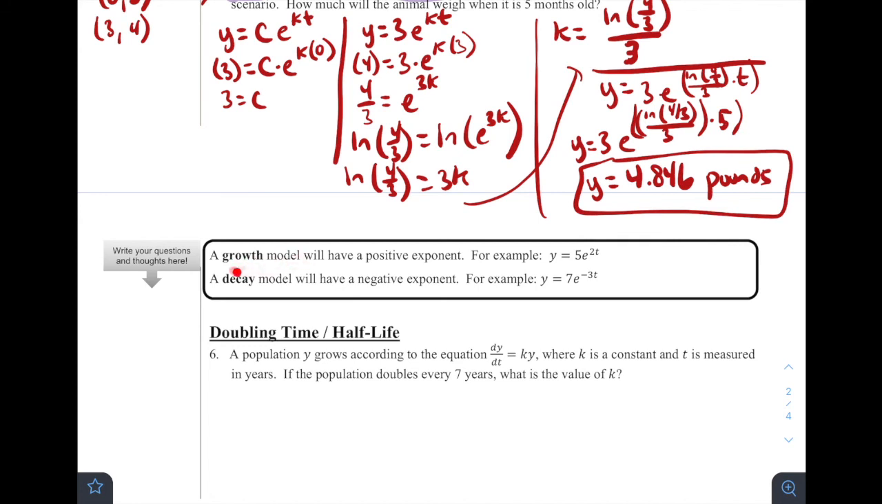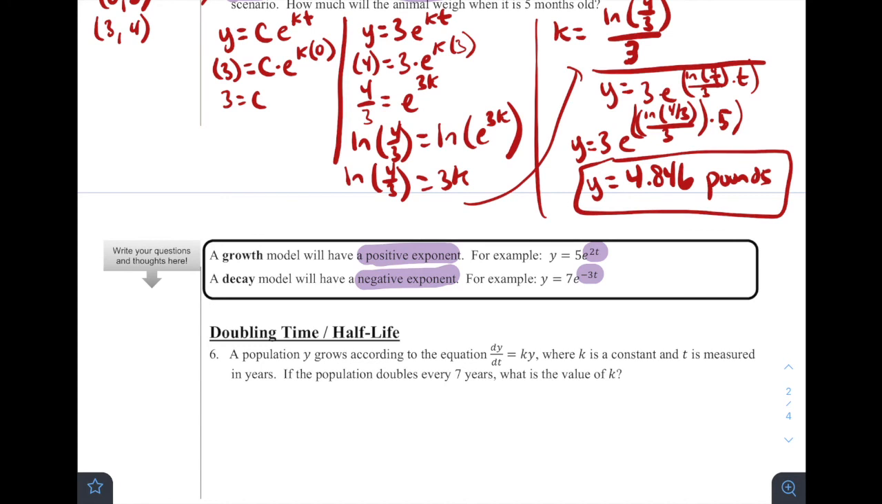So in general, some things to notice. Of this form, like y equals c times e to the kt, you know that it's going to be growth if it has a positive exponent. So for example, here we see y equals 5 times e to the 2t. That's going to tell me it's growth because that's got that positive exponent, that positive coefficient of that t. We know that it's going to be decay if it's got a negative exponent. So here we've got a negative 3t, and over time it would end up getting smaller.